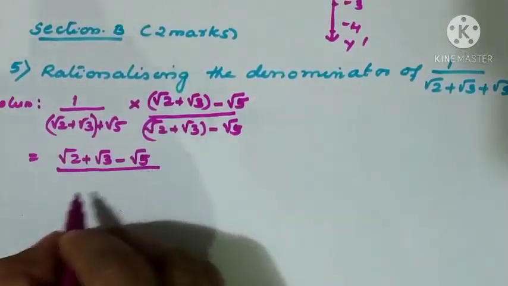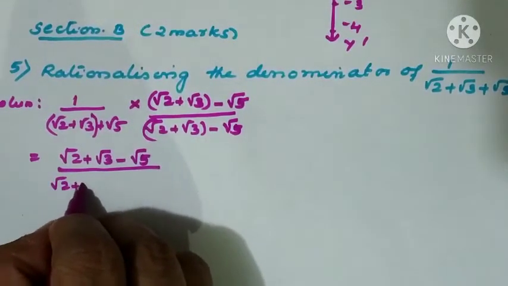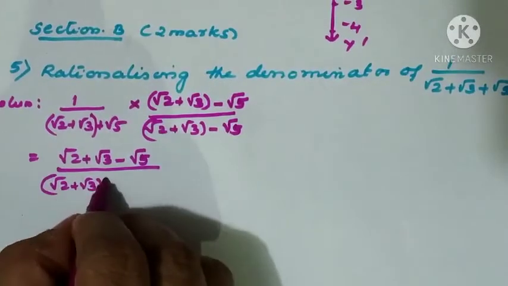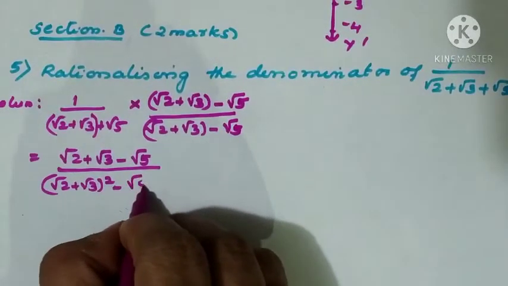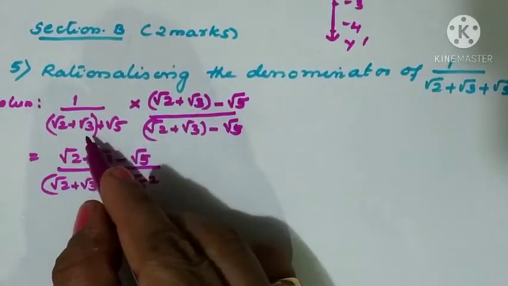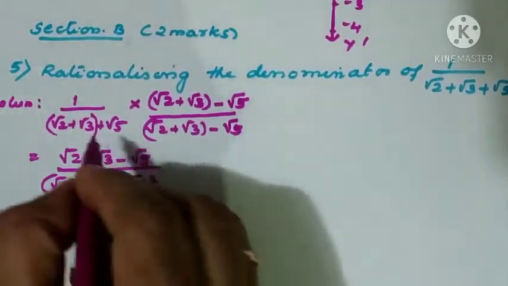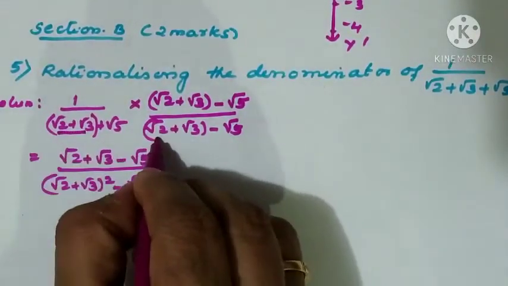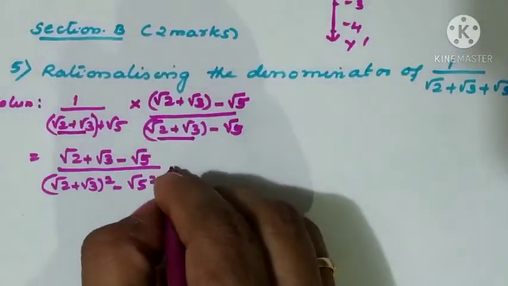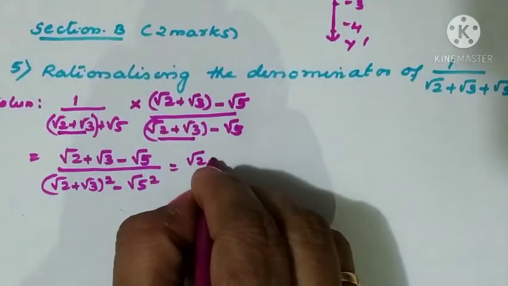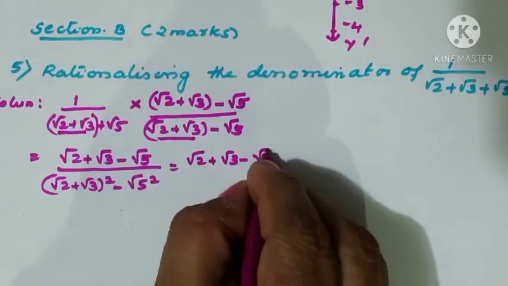Now what is the denominator? Root 2 plus root 3 whole square minus root 5 square, because it is a plus b into a minus b. A is this whole term, right? Okay. Now what is the numerator? Root 2 plus root 3 minus root 5. There is no change in the numerator.